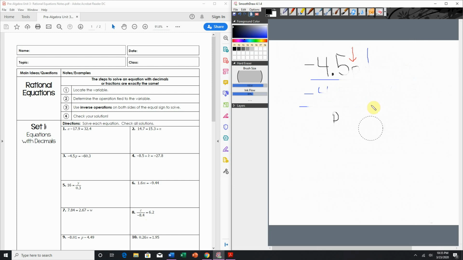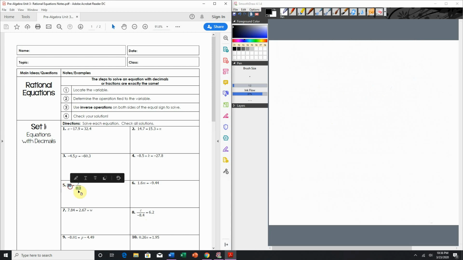Alright, so let me go ahead and erase everything here. Alright, so number 5, notice it's a little different now. Okay, so number 5 is 16 equals y divided by 0.3.